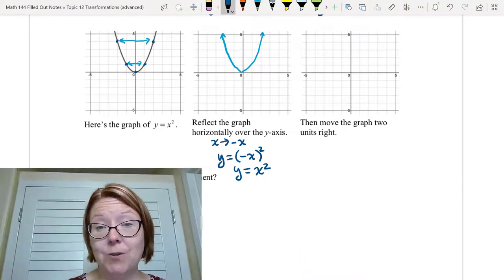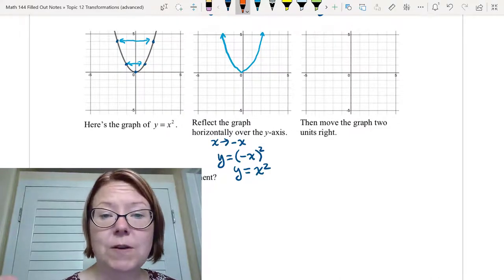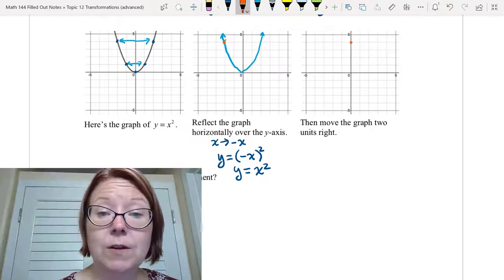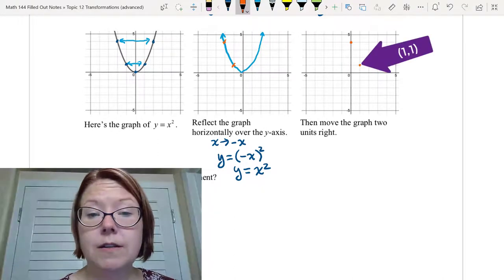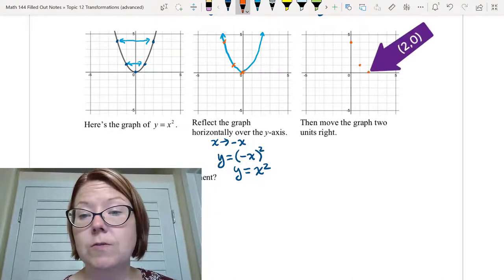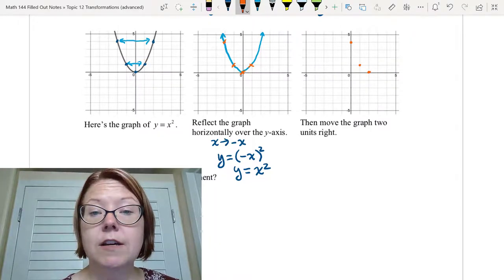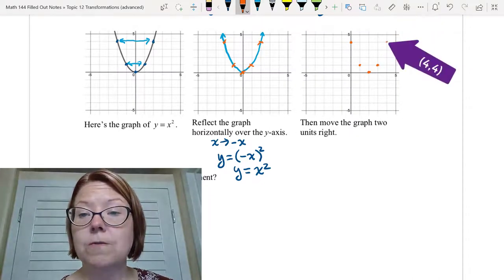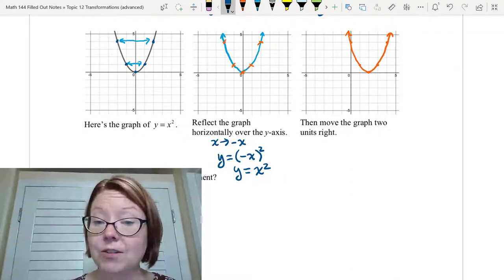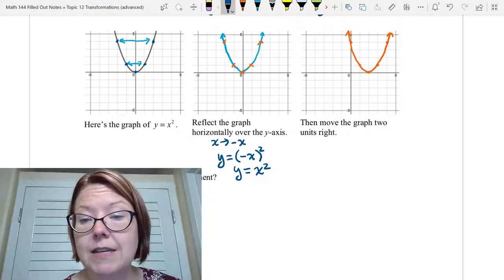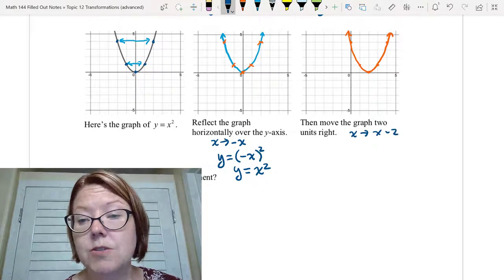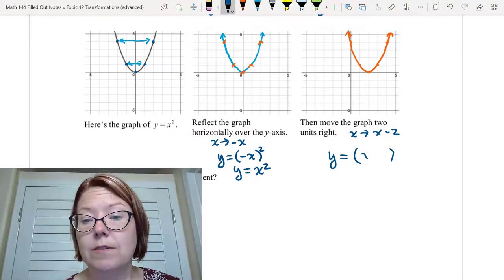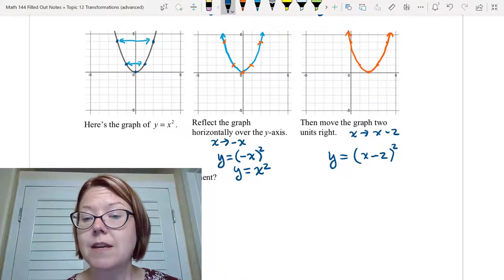Okay, now we move this graph 2 units right. So I'll take every point and move it 2 units right. So -2, 4, I'm gonna move to 0, 4. -1, 1, I'm gonna move to 1, 1. 0, 0, I'm moving to 2, 0. 1, 1, I'm moving to 3, 1. And 2, 4, I'm moving to 4, 4. Here's that new graph. If I write the new equation, what I'm doing here is replacing x with x minus 2. So now I have y equals, and then the x in x squared gets replaced with x minus 2 inside of parentheses, and that's squared.